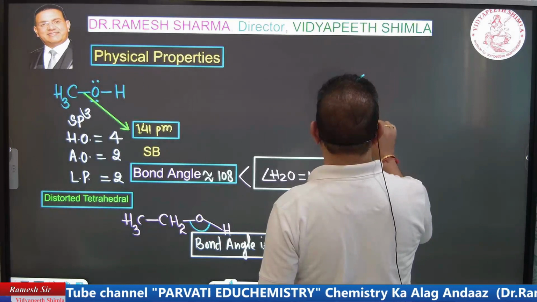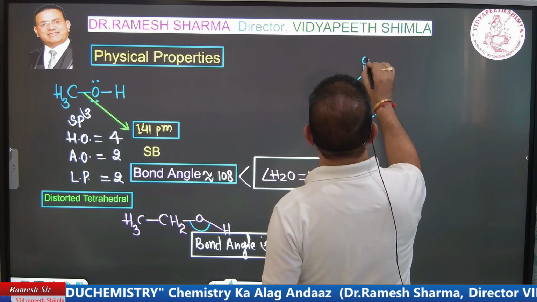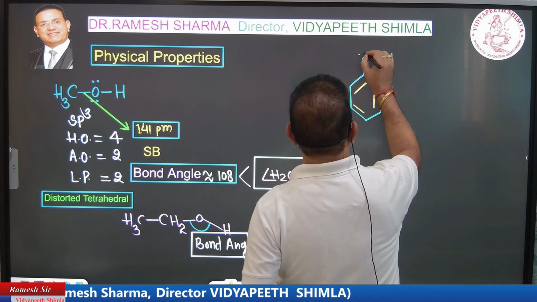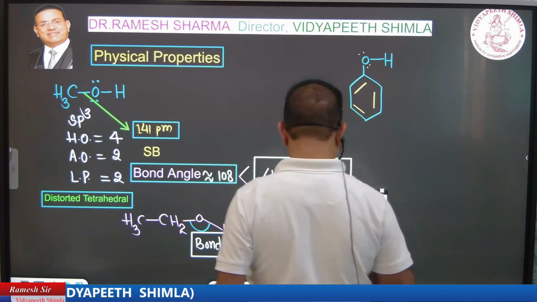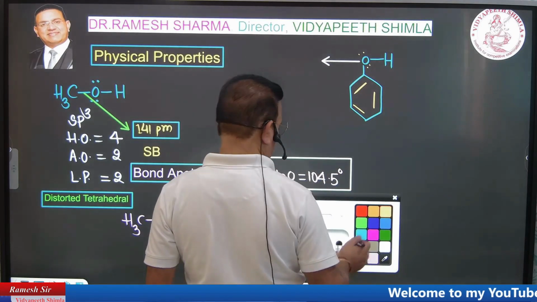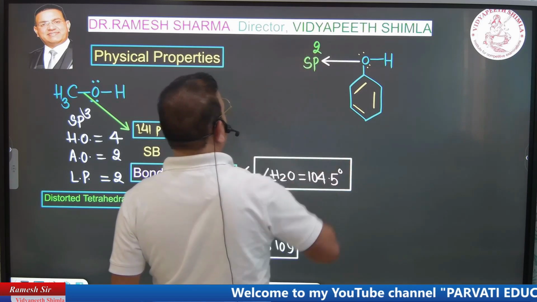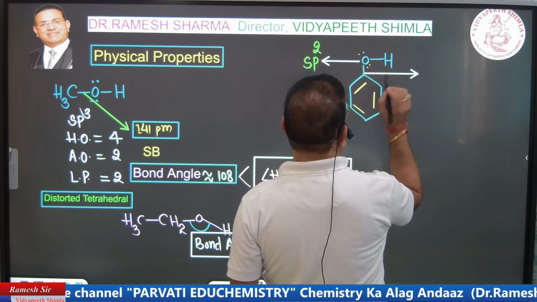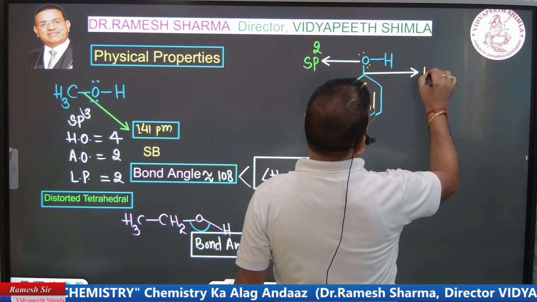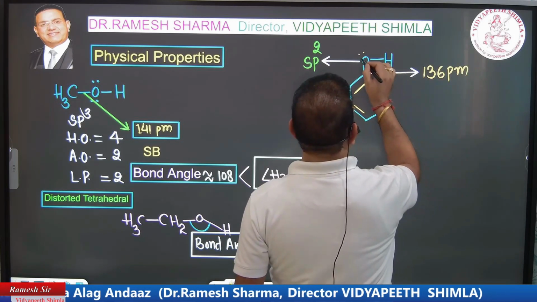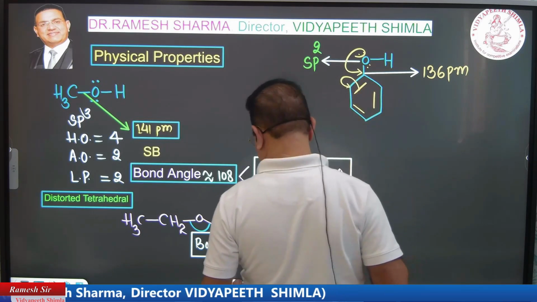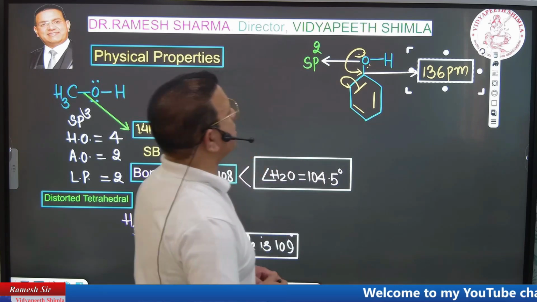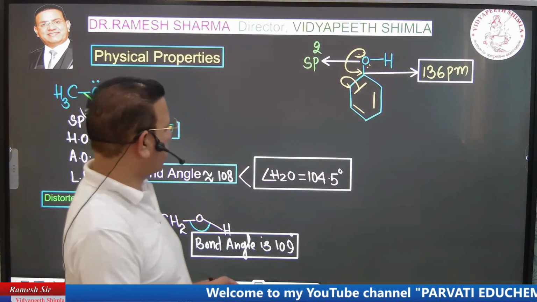Whereas in case of aromatic alcohol, O is sp2 hybridized because it shows resonance, with a distorted trigonal planar geometry. This bond length is 136 picometer, which is because of the resonance. Yes or no? And hence the cleavage of the C-O bond is difficult. Yes or no?